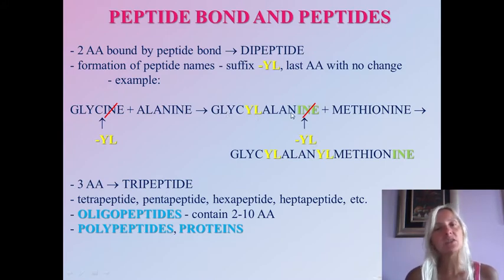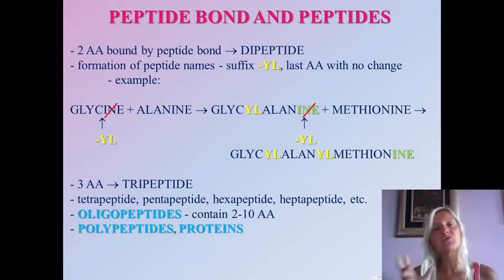If we continue the process by adding a third amino acid, for example methionine, then alanine will not be the last amino acid anymore, so we're going to change its suffix INE again to YL, and methionine as the last one remains unchanged. So the name of the future peptide will be glycylalanylmethionine. You can continue the sequence and make your own examples.